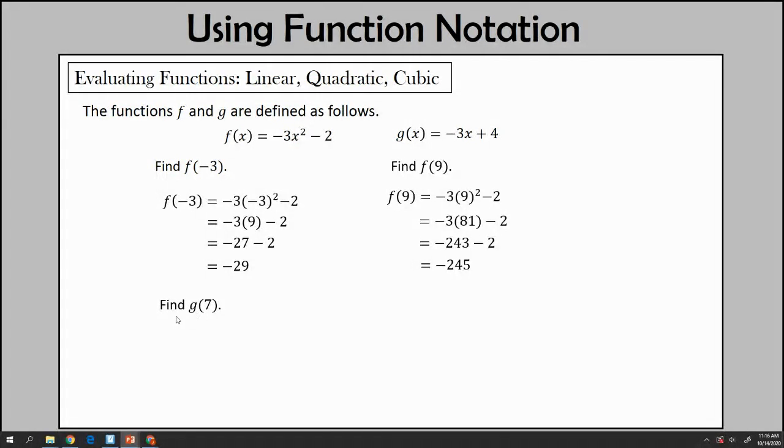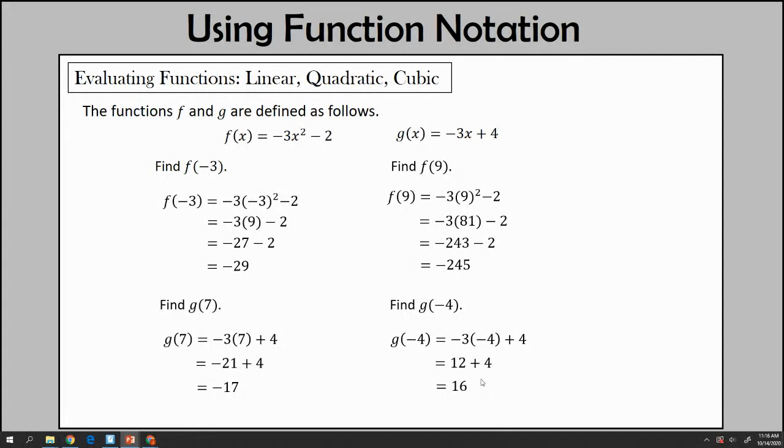Okay. How about the g function now? So now they change it up and say, hey, do some work in the g function. Well, then we're going to work on the g function here. So g of 7, replace the x in the g function with 7. -3 times 7 plus 4, -21 plus 4, -17. So when you input 7 into the g function, we get an output of -17. How about inputting -4 in the g function? Well, we're going to write the g function with -4 in place of x. -3 times -4, +12, plus 4, 16. So an input of -4 gives us an output of 16.